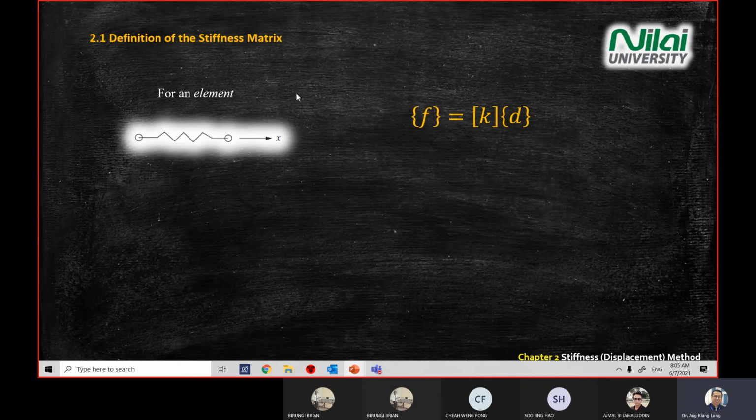Recall that we have covered one simple equation last lecture, which is F equal to KD. F is force, K is stiffness, D is the displacement. So as you can see here, last lecture we also mentioned the shape of the bracket that we use. For force and displacement, we use a curly bracket. And for the stiffness or constant value, we will use a square bracket. So be careful on the shape that you use. And if you see a small letter, it means element. So if you use a small letter, F and K in small letter, it means that you are referring to an element. If you are using a capital F and capital K, it means that you're looking at the whole structure.